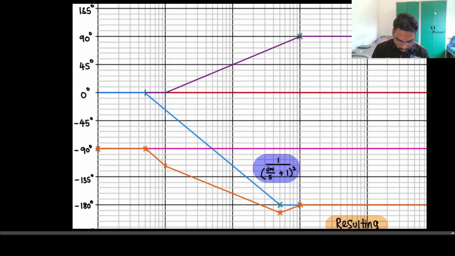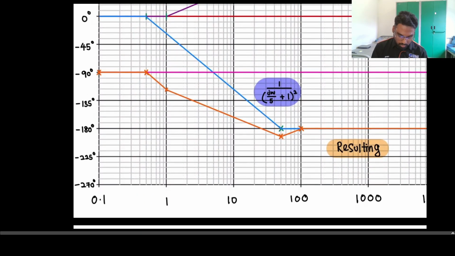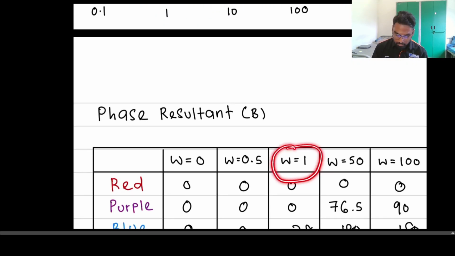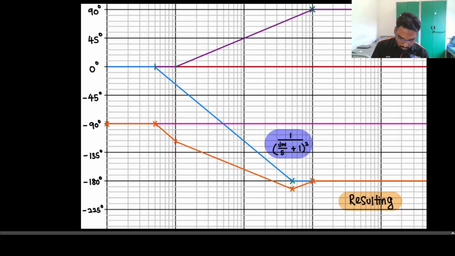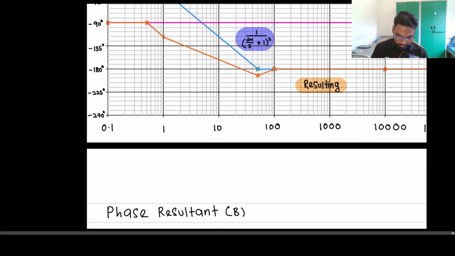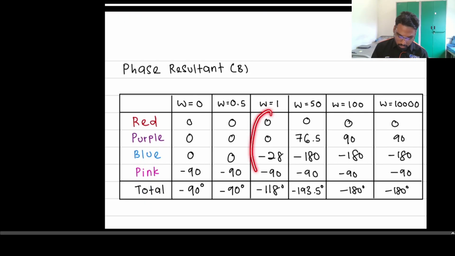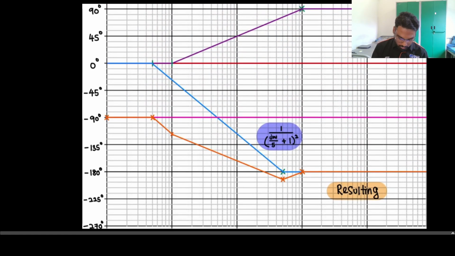So the next change is at 1 omega. As you can see here, the purple line has an increment starting from this point. So we can create another table, and let's go ahead and see all the intersections. So 2 lines intersecting at 0, and 1 line here, and 1 line at negative 90. When we input all the data here, we will get negative 118, which is around here.